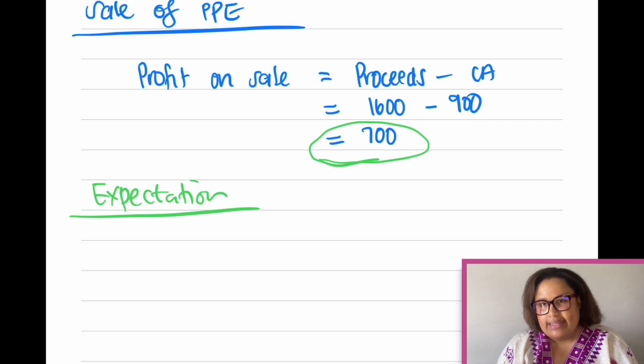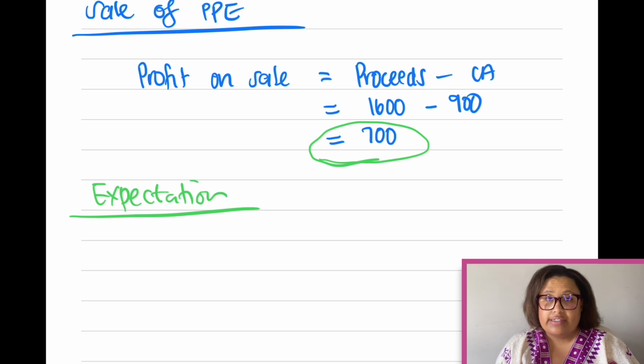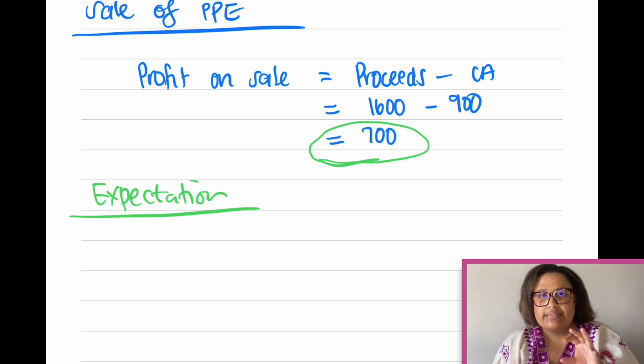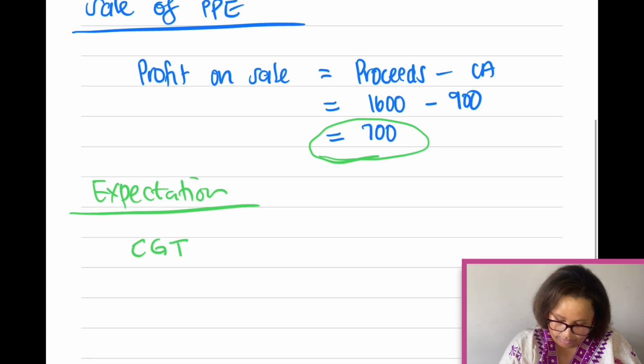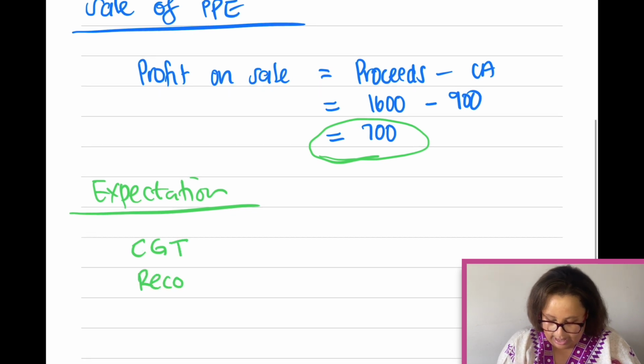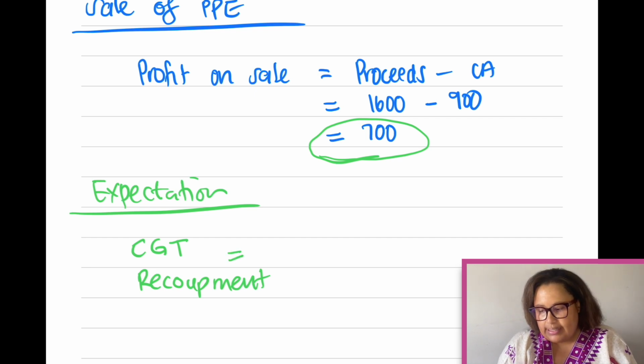We understand that the carrying amount is 900. The original cost of the asset was 1,500. So our expectation in terms of the tax related to this asset, or to the sale at least, is that there's going to be an element of CGT, and we have an expectation that there is some form of a recoupment that needs to happen. So how do we calculate the CGT?